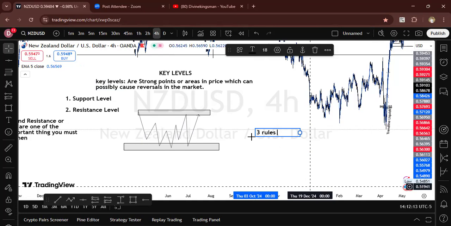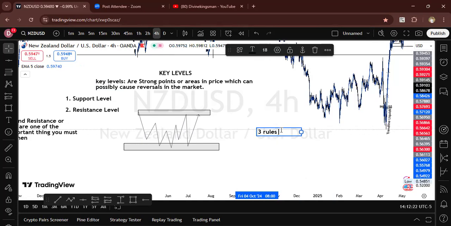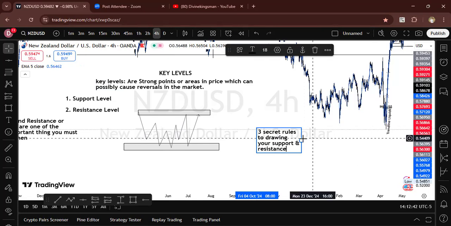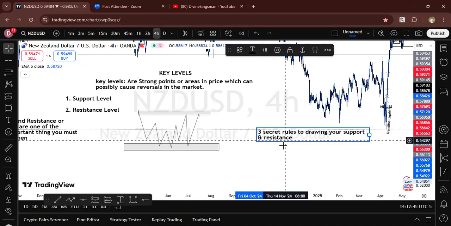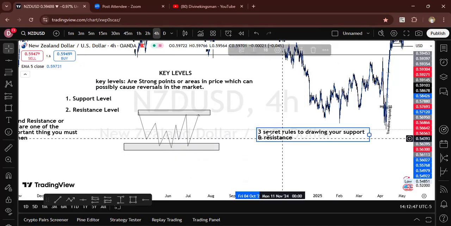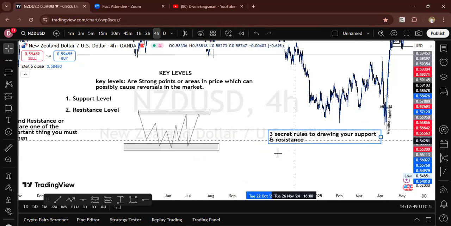Oh, I call them secrets. Three secret rules to drawing your support and resistance. So you only need three secret rules here, which I'm going to write down. Just three. You don't need anything more than these three secret rules.